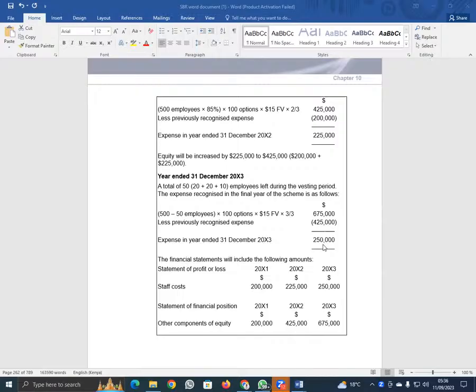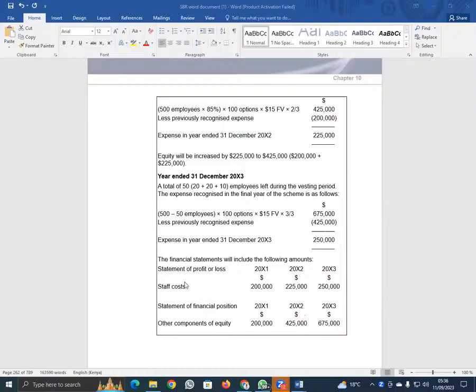And then, of course, the extract, which the examiner nowadays is crazy about. We always ask you about the extract in the income statement. So in the income statement, the statement of profit or loss, you can see the staff cost is 200,000, 225,000, 250,000. And then in the statement of financial position, other components of equity, we have 200,000, 425,000, 675,000.